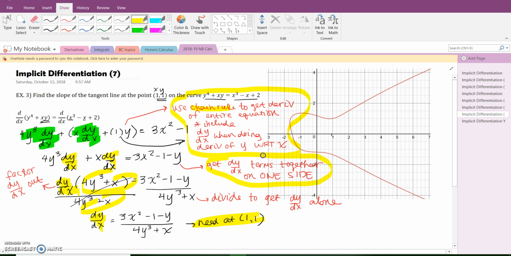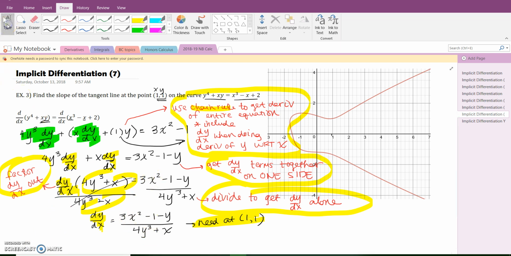Then you get all the dy/dx terms together on one side. Everything else goes on the other side. Then you factor dy/dx out. Then you divide to get dy/dx alone. Make sure you write that down because in a few months, whenever you look back on this, you're going to want the steps to guide you through the process.